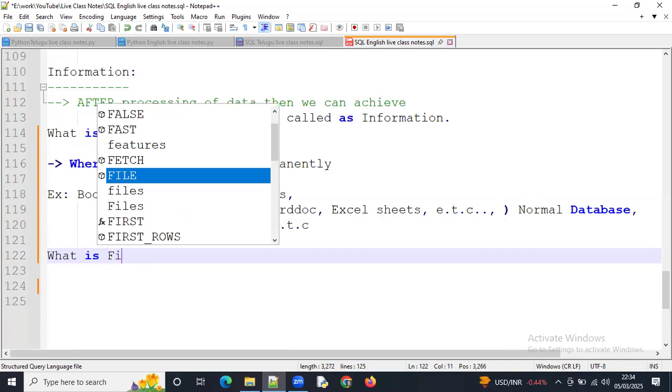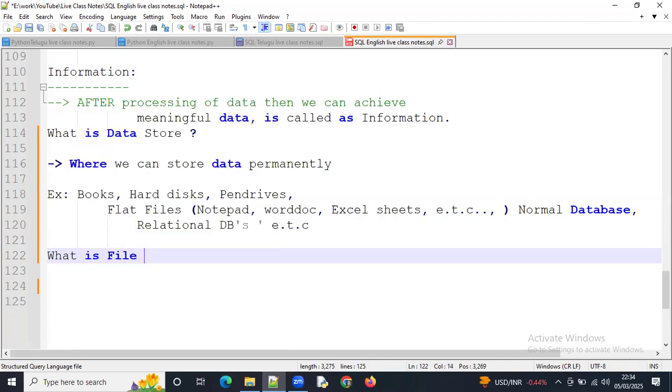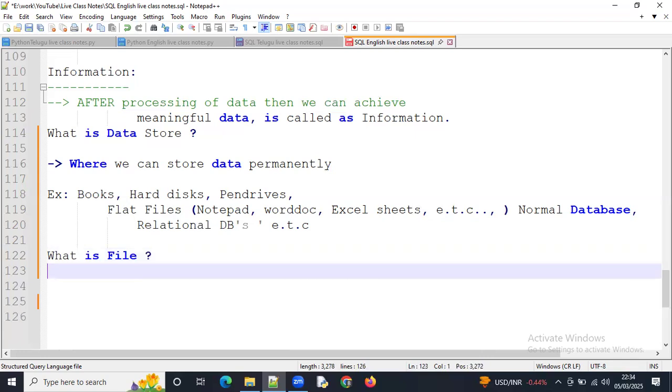What is a file? A file is a collection of information stored in the form of bytes or characters. Collection of information means nothing but a collection of data.